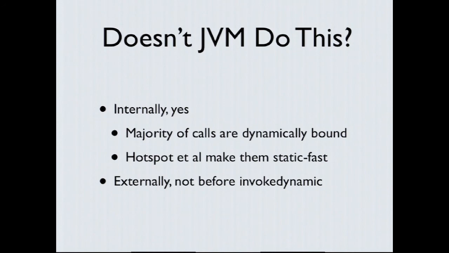So externally, before invokedynamic, there was no really good way to do this. There were ugly ways, like generating loads of little intermediate classes that we do our calling through, but even those had downsides. We were creating a lot more code, it was a much larger surface area for the JVM to optimize, and we never really got to the point of performance that we wanted.